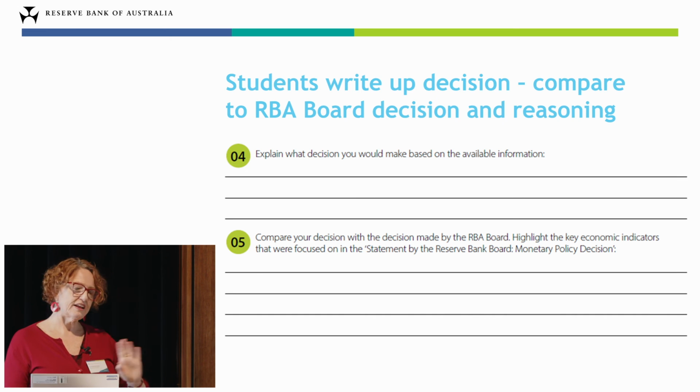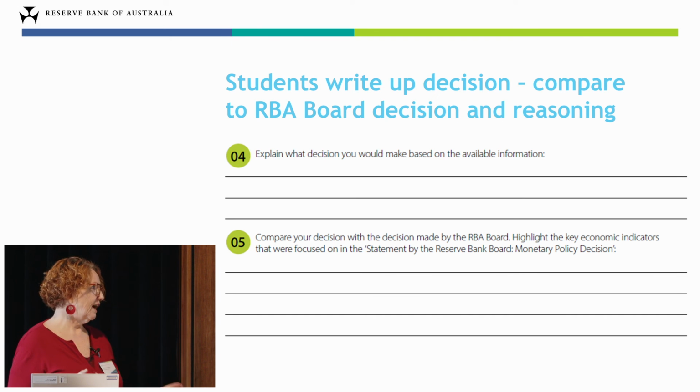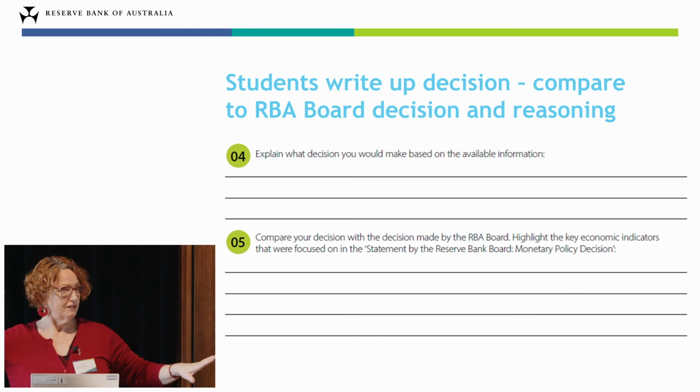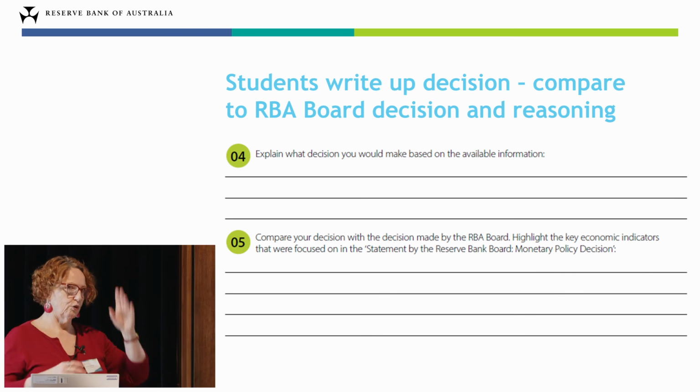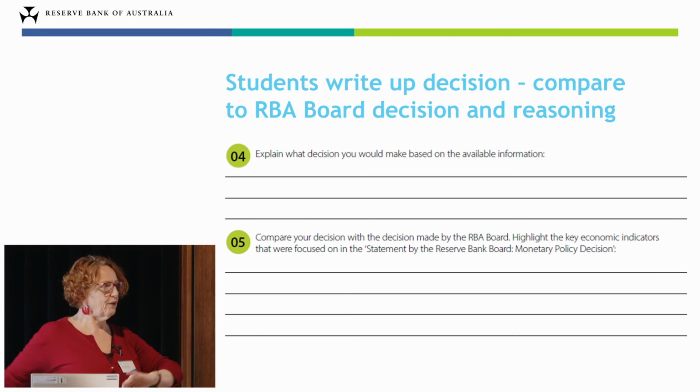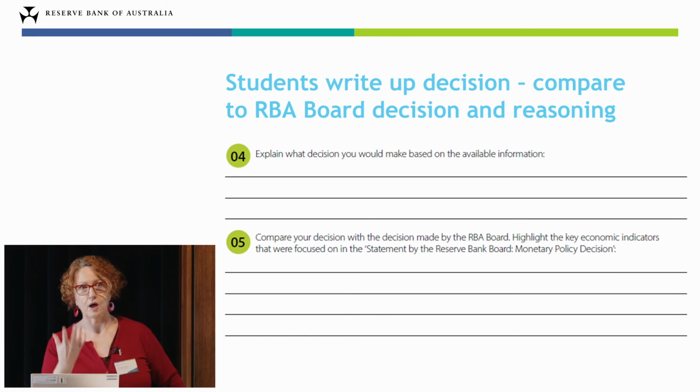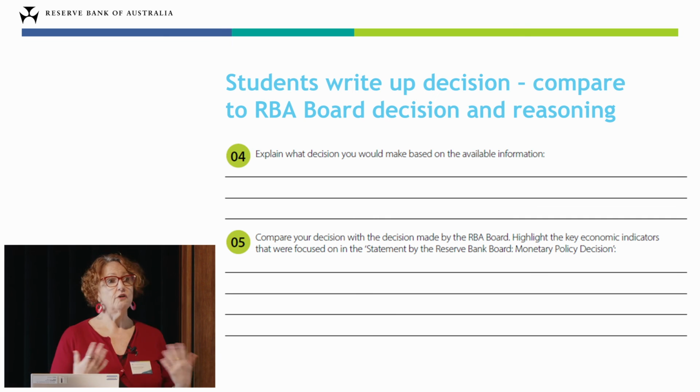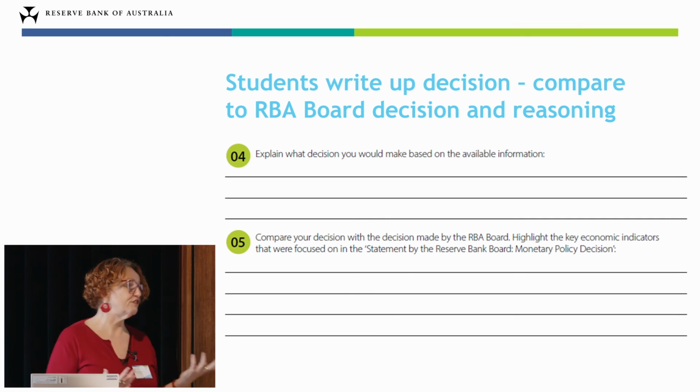Now, look, if that's something that's way too much for your class, I actually just get them to get into a row: raise, hold, lower. And then you have to tell me why. Why will they raise? Why will they hold? Why will they go lower? And then you record it, and then you hold them to account. So what did the RBA say that was different?